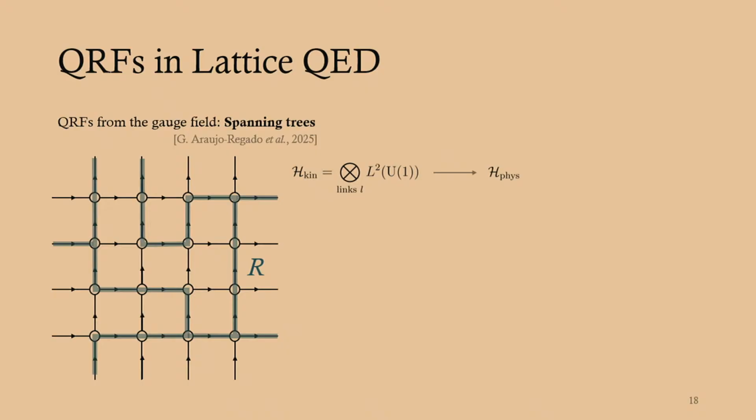And the idea here is to use this big tensor product and split this into two parts, namely the links which are contained inside a spanning tree, which is a subgraph which contains every vertex but has no loops. And the rest will be my system S.